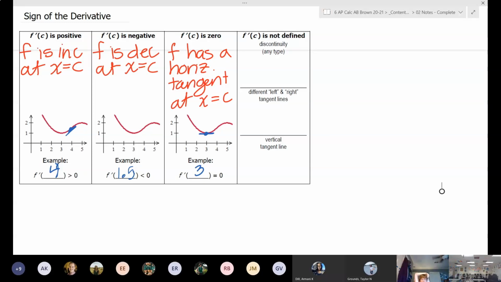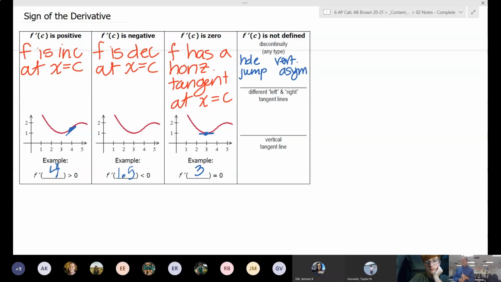The first case is if the function has a discontinuity, there will be no derivative there. And that kind of makes sense. If the derivative is the slope of the tangent line, and the graph doesn't even exist there, it can't have a tangent line there either. So any discontinuity, whether you have a hole, a jump, or a vertical asymptote, there is no derivative at that location.